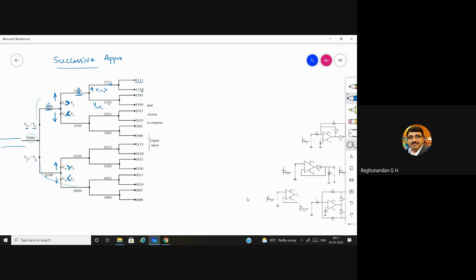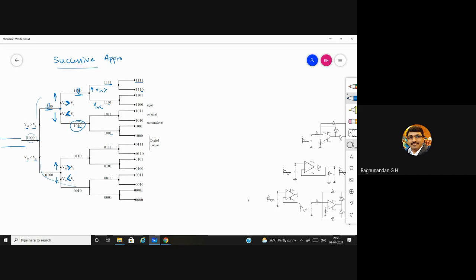Coming to this, those who have not followed, you can at least now follow. 1010 we are having. Now if the input is greater, then we have to increase the value. So what we do is we are going to make this 0 as 1. If the input is lesser than this, then we have to reduce this value. So what we do is we are going to make the next value as 1, but the present value as 0. After this, again we'll check.